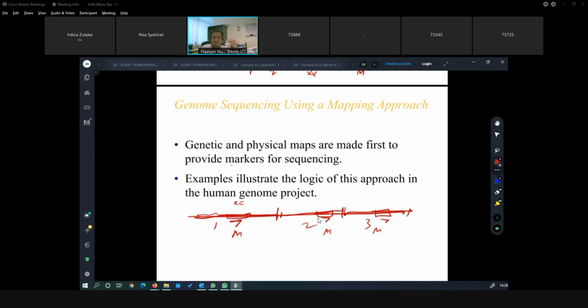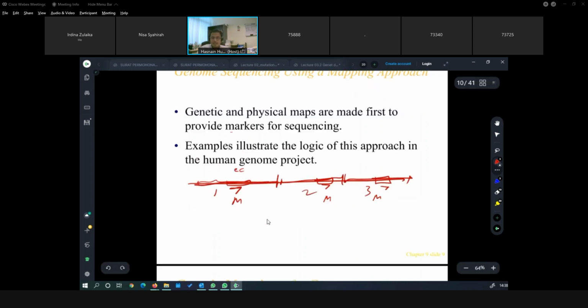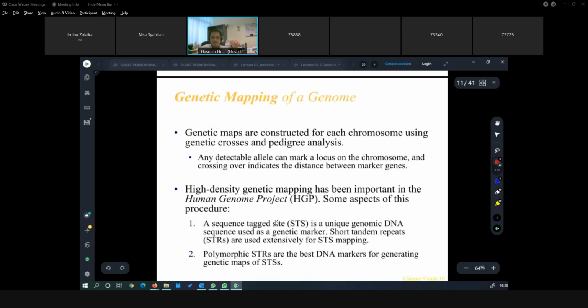Okay, so this is how it is done. Okay, so that is a genetic mapping of the genome. So mapping is, as I mentioned earlier, you kind of have an idea, locate where they are. So that is the mapping of the genome. So genetic maps are constructed for each chromosome using genetic crosses and pedigree analysis. Okay, any detectable allele can mark a locus on the chromosome, and crossing over indicates distance between the marker genes.